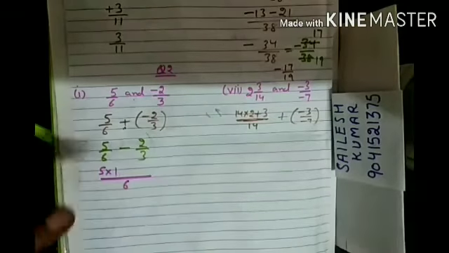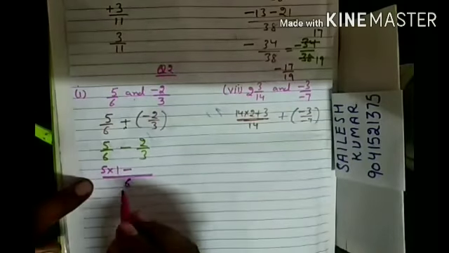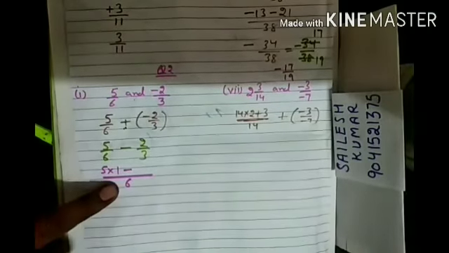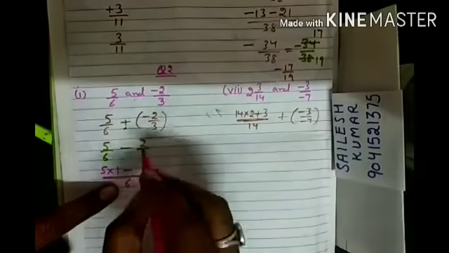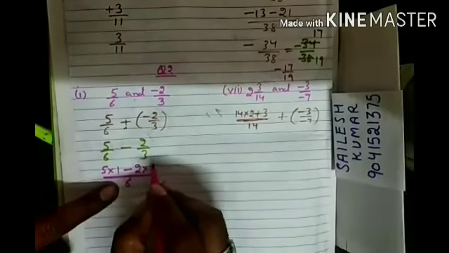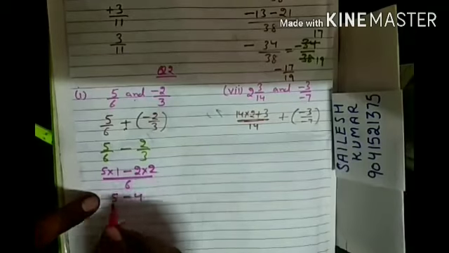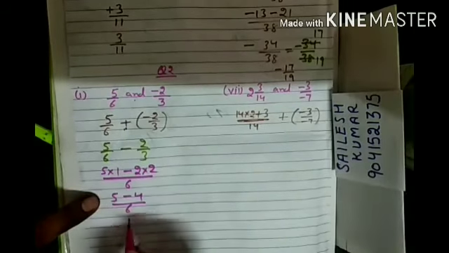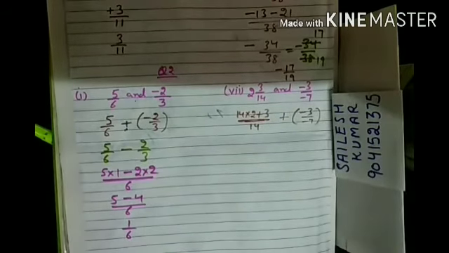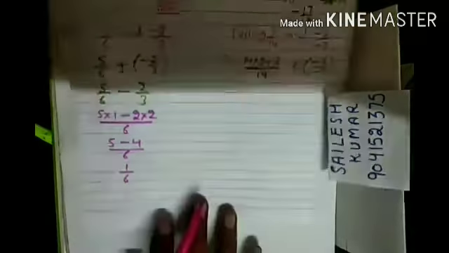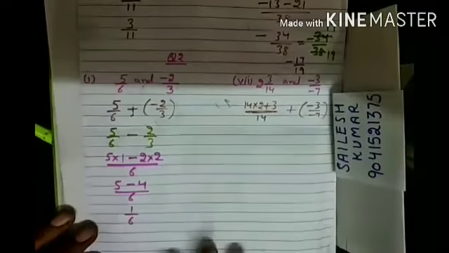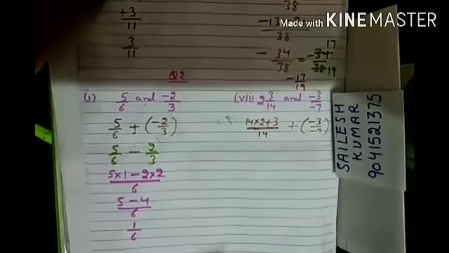Now the minus symbol, and 6 will be divided by 3, the answer is 2 and that 2 is multiplied with 2. Now 5 into 1, that is 5, and 2 into 2, 4 by 6, that is 1 by 6. This is the required answer. Student, there is no problem. We are just adopting the method of the fraction as we did in the earlier topic. Clear?